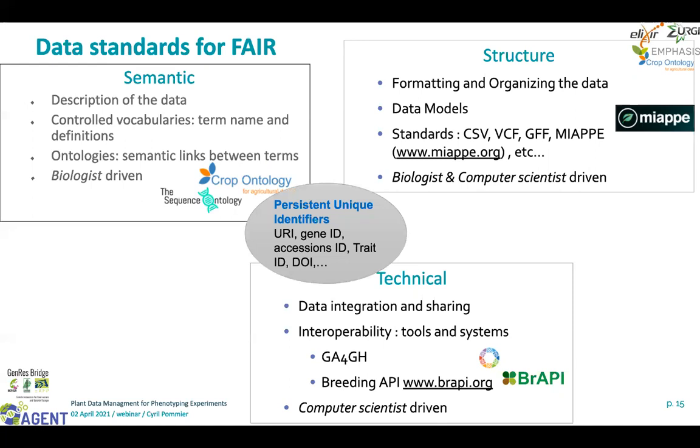And for all of those to work, one of the most important things is to have persistent unique identifiers, to have an unambiguous way to identify your accessions, your genes, your traits, but not only at the level of each dataset or of each database, but at the level of the World Wide Web. When you have an accession number, you must have a name to understand exactly which accession is designated by this number. And that's the role of persistent unique identifiers, such as DOIs.